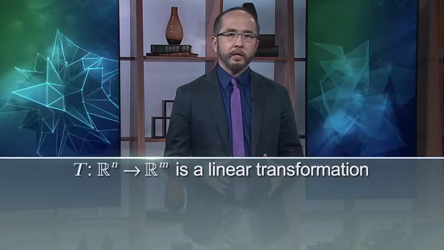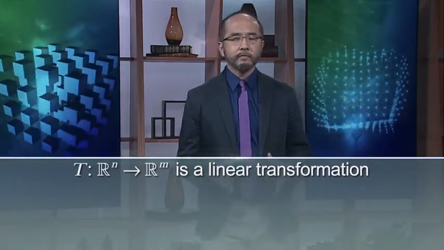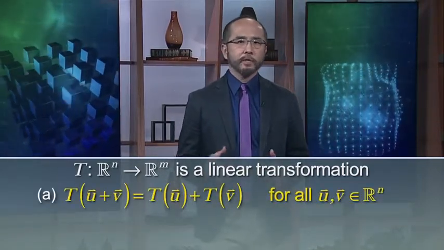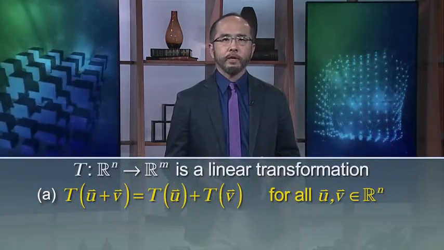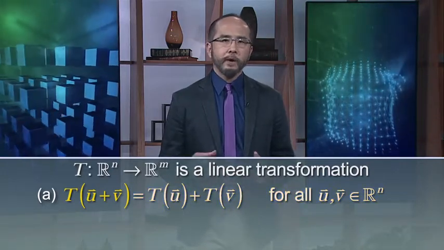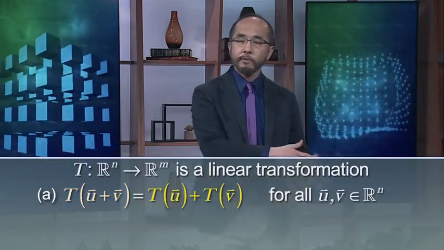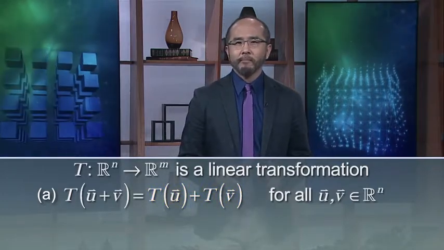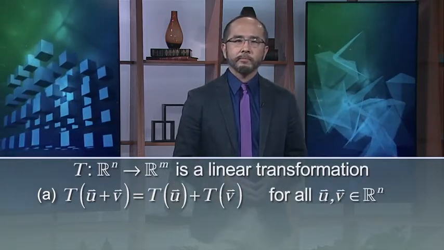A function T from R^n to R^m is called a linear transformation if it satisfies two properties. The first is that T(u + v) = T(u) + T(v) for all vectors u and v in R^n. This first property means that if you add two vectors and then transform it, you get the same thing as if you transformed the vectors first and then add them. We sometimes summarize this property by saying a linear transformation preserves the additive structure of vectors.